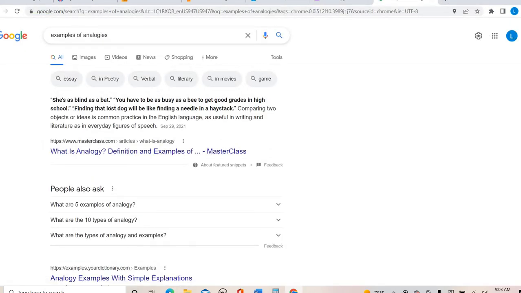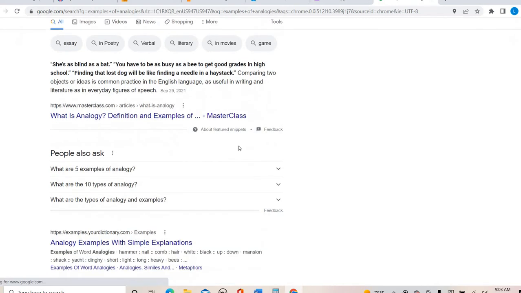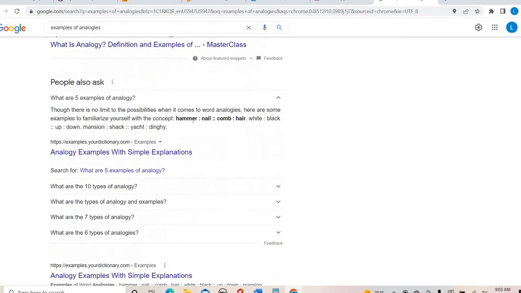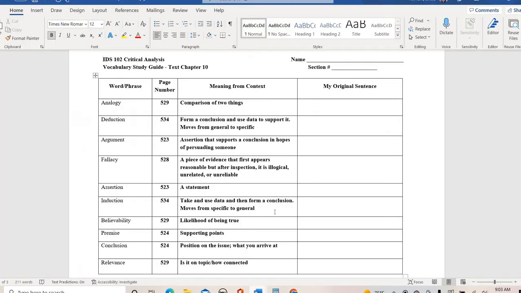You'll see that some of them are similes. Hammer is to nail, as comb is to hair. Sometimes it's more basic like that. So it's kind of a mixture. Sometimes it might be more of that figurative language analogy, like we talked about in a previous chapter, or they're literally making these comparisons. A hammer is to a nail as comb is to hair. So it can go a couple different ways, but that's what an analogy is when you're comparing 2 things.